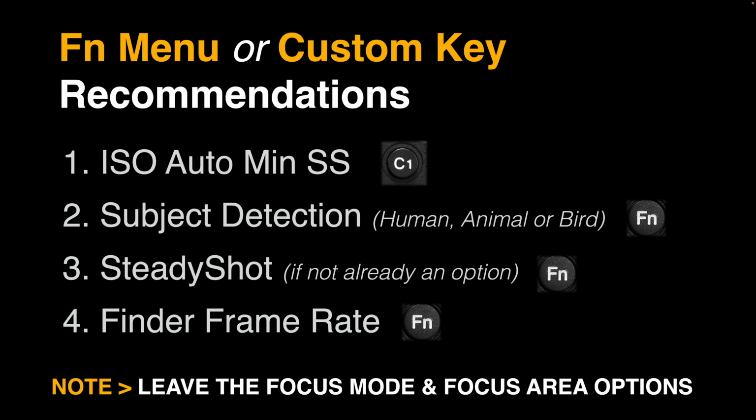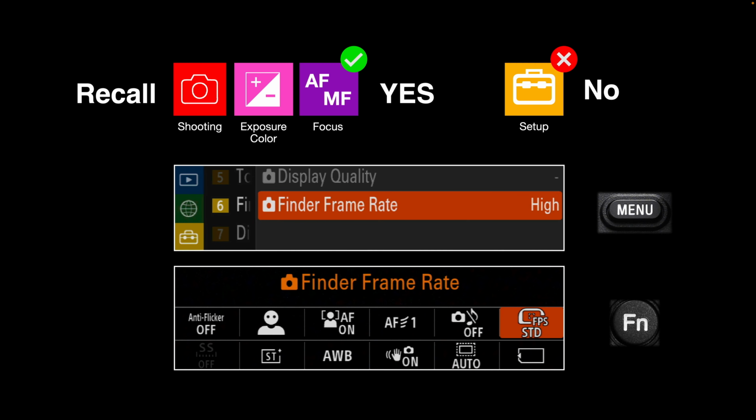So I only need access to the finder frame rate, not the display quality. If you are going into the FN menu for any reason to make those changes, just leave focus mode and focus area in there. Some of the cameras, the custom key on the top left side of the camera, often the C3 key, does have focus mode as a hard physical button. So you may not need focus mode in the FN menu as well.